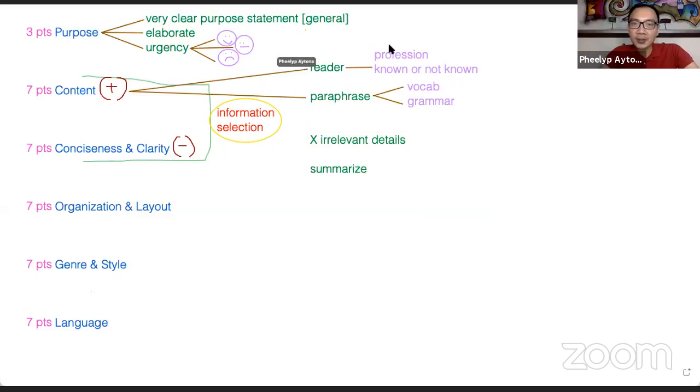Everyone, type summarize. Summarize. Summarize. Yeah. You don't detail everything, but you just give the general idea.